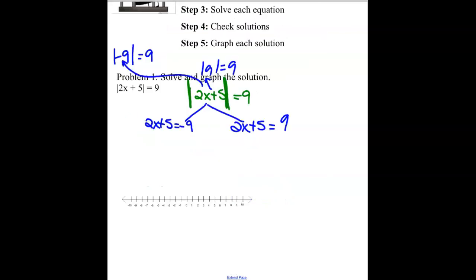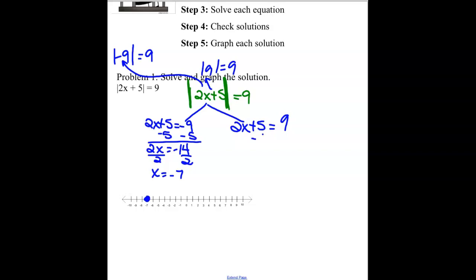So let's solve each of these. We're going to subtract 5 to get our constants together. Negative 9 minus 5 would be negative 14. We're then going to divide out the 2. So we have x being negative 7. So one of my solutions is going to be just the negative 7.